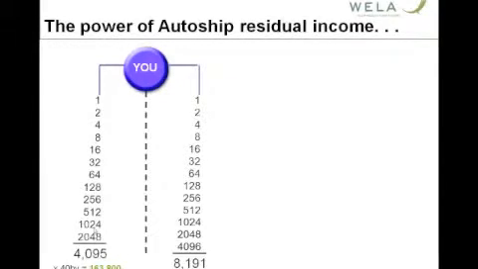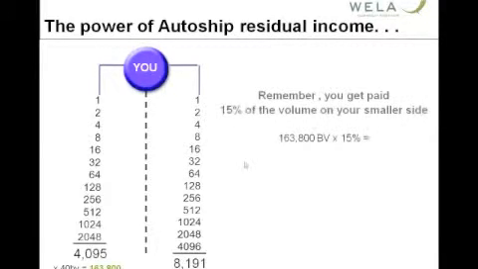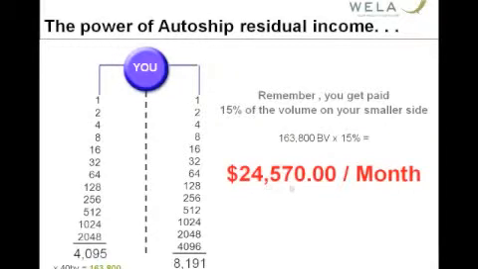Okay? All ordering 1 bottle of Slimberry a month for 40 bonus volume points equals $163,800 a month in volume. Okay, that's your small side. That's what you would get paid on. 15% of that volume equals $24,570 a month. Folks, that's almost $25,000 a month within a year on just 2 who bring in 2.